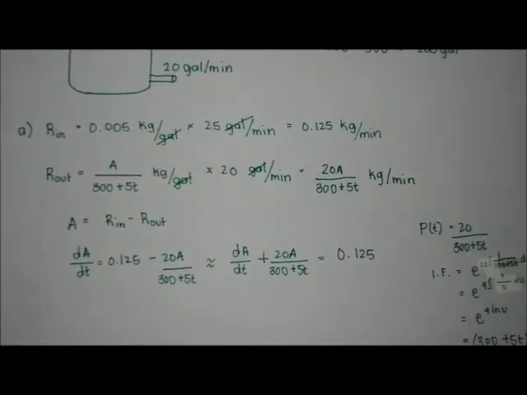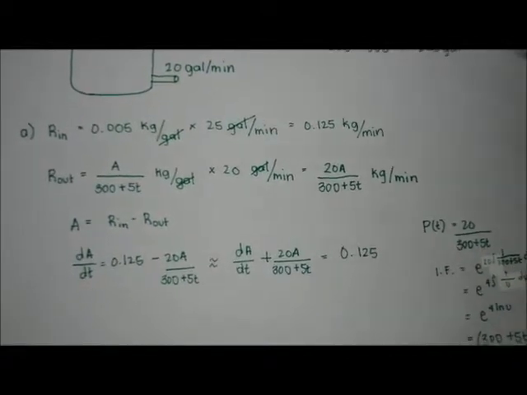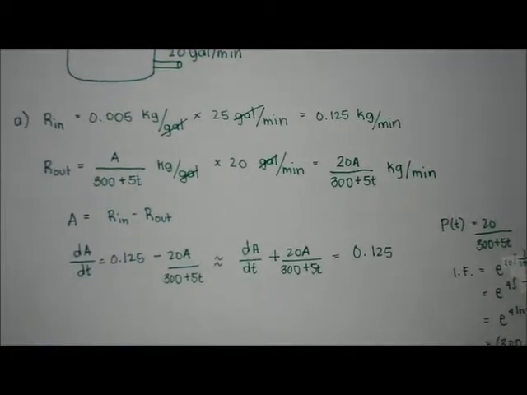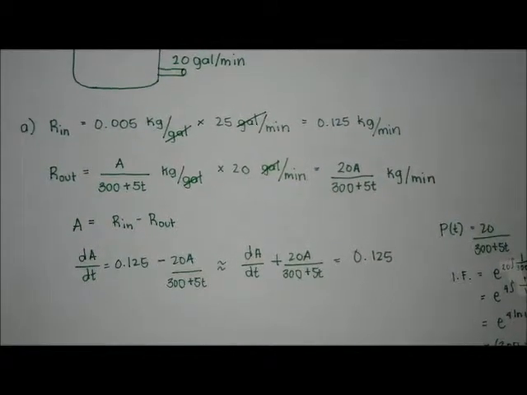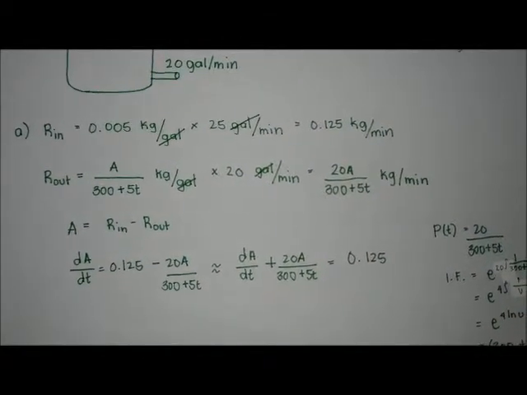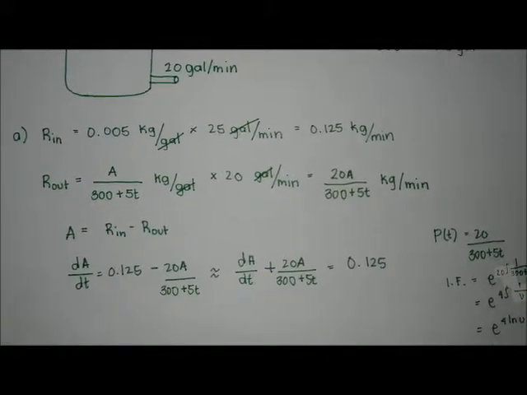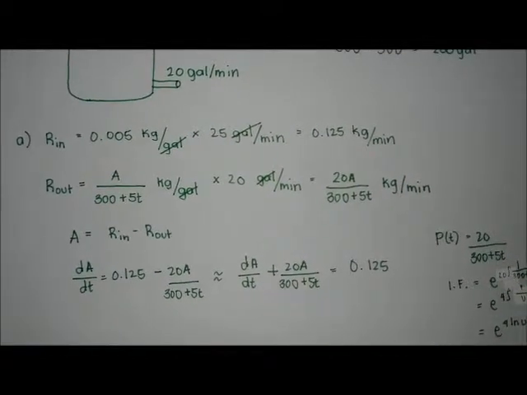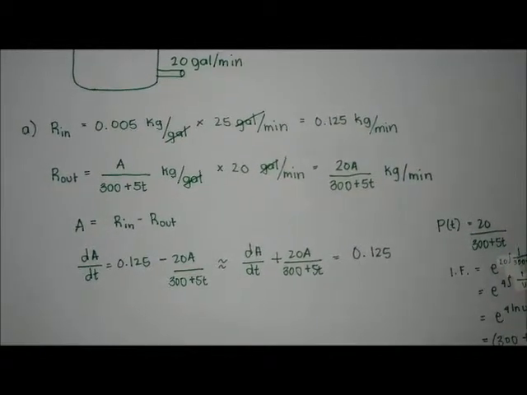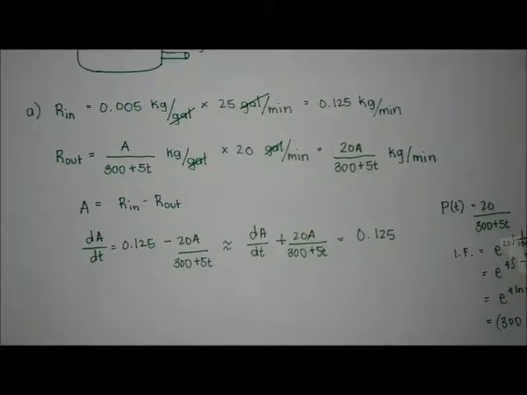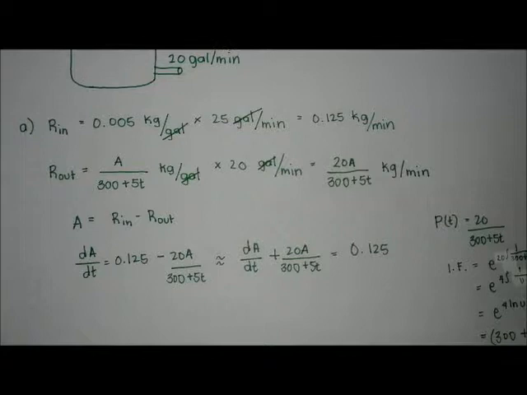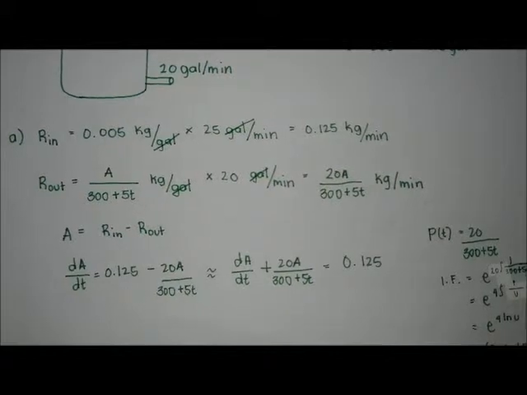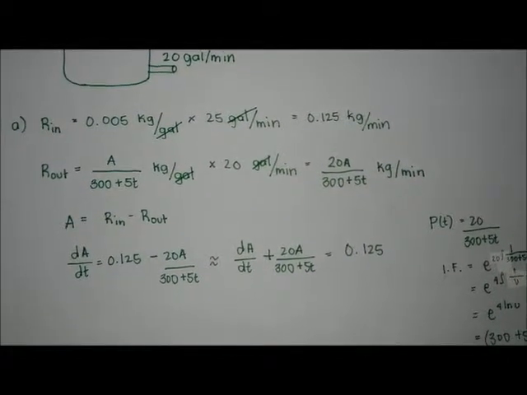So for the first question, knowing the equation dA/dt is equal to R in minus R out, we could solve for R in by plugging in the 0.005 kilograms per gallon and multiplying it with the ingoing rate, which is 25 gallons per minute. And so we have 0.125 kilograms per minute. And for R out, it's simply plugging in A over 300 plus 5t kilograms per gallon multiplied by the outgoing rate, which is 20 gallons per minute, which gives us 20A over 300 plus 5t kilograms per minute.